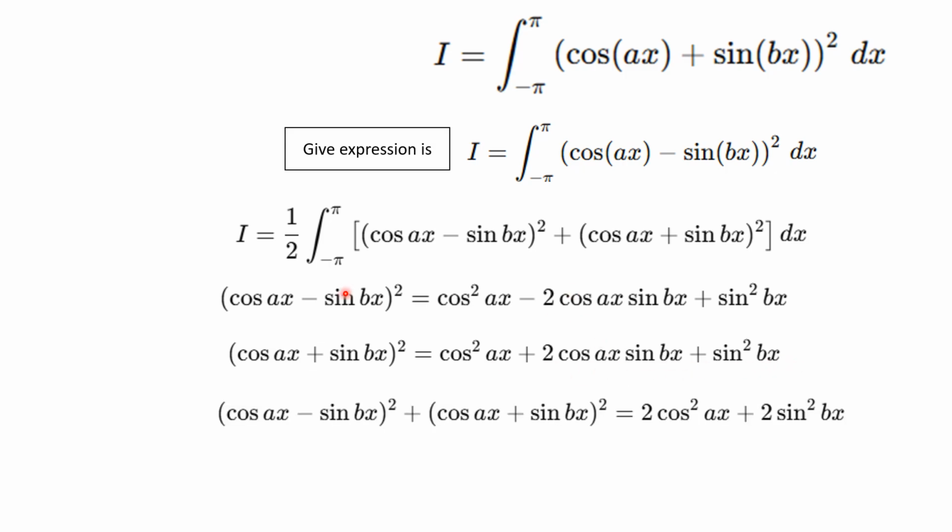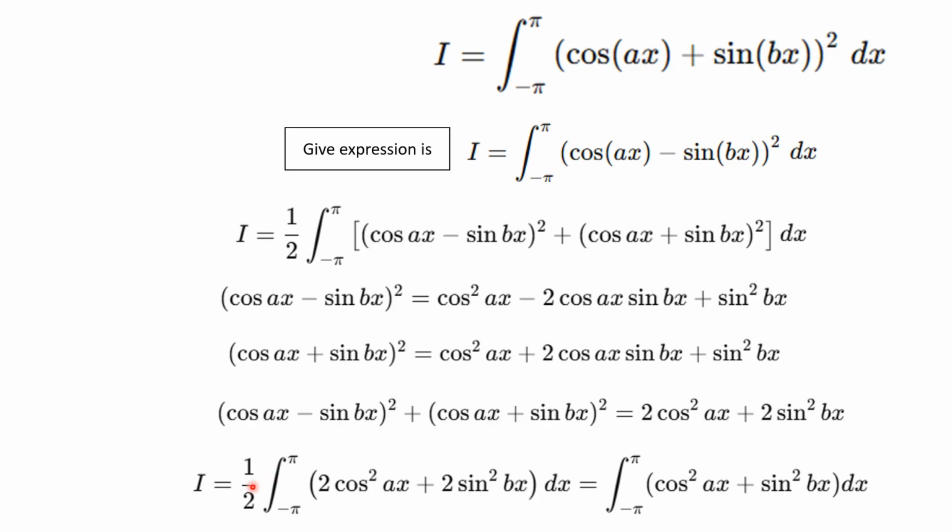Now let us add these two equations. When you add the left hand side, you get (cos ax minus sin bx) whole square plus (cos ax plus sin bx) whole square, which is equal to 2 cos square ax plus 2 sin square bx. That is cos square ax plus cos square ax is 2 cos square ax, and sin square bx plus sin square bx is 2 sin square bx, and minus 2 cos ax sin bx plus 2 cos ax sin bx is eliminated.